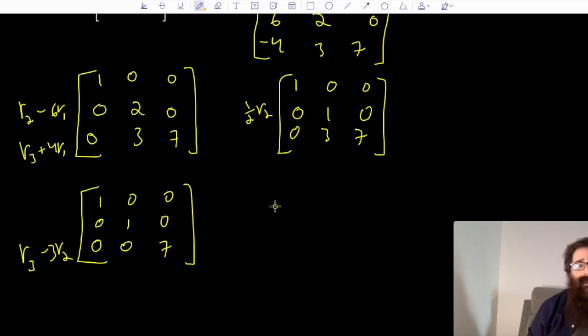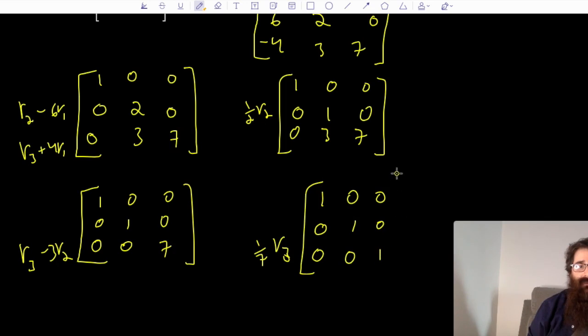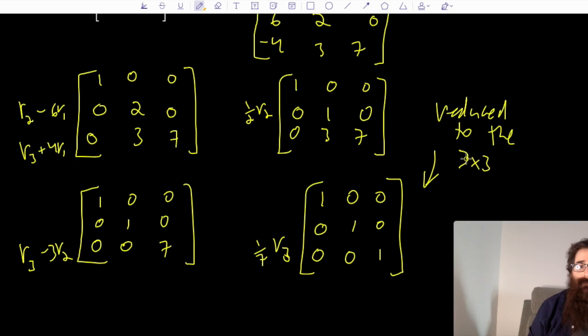Now I just have to scale, right? So we'd say, well, let's do a 1/7 row 3, divide everything in row 3 by 7. So rewriting rows 1 and 2, and then dividing by 7 in row 3, I get 0, 0, 1. And this is the identity. So this has reduced to the 3 by 3 identity matrix.